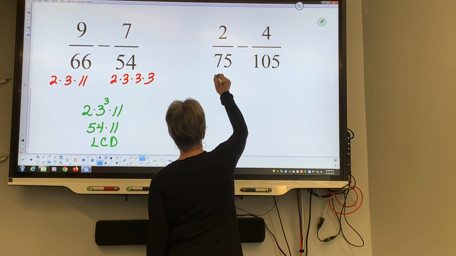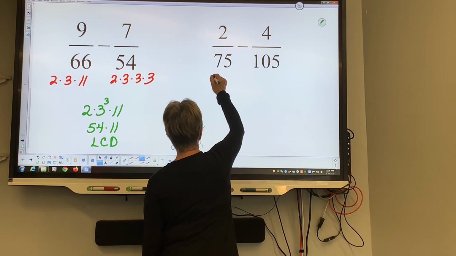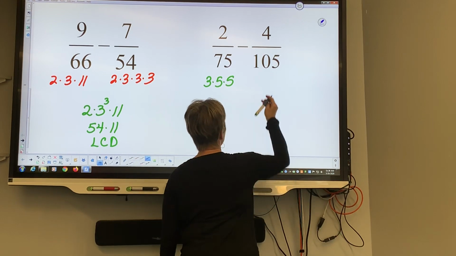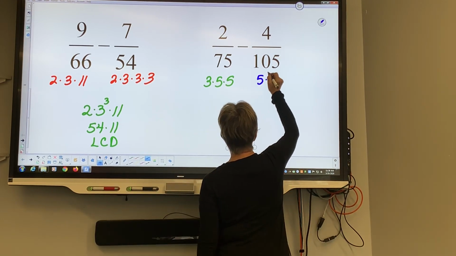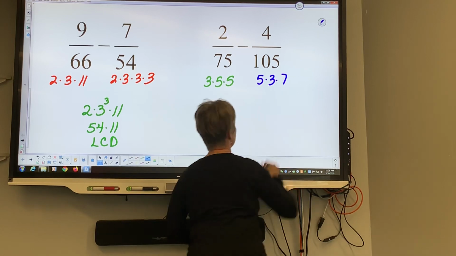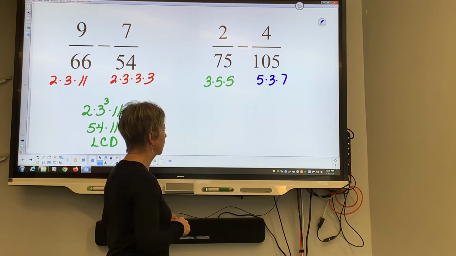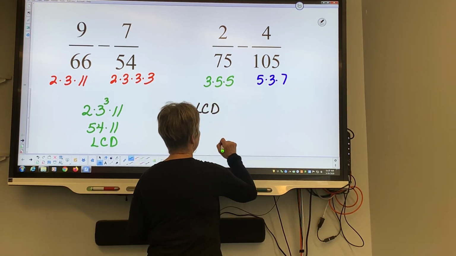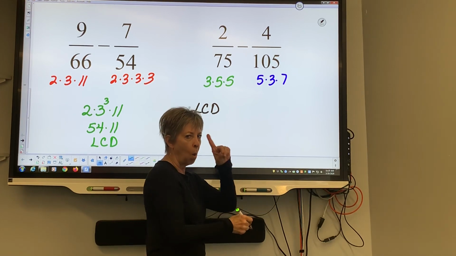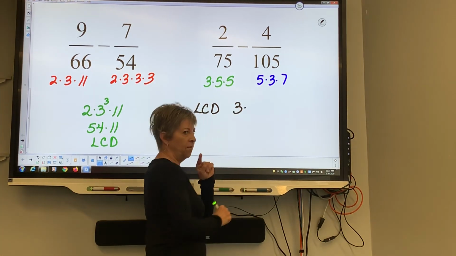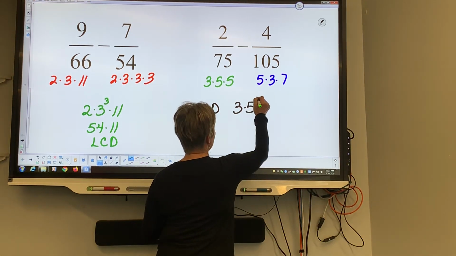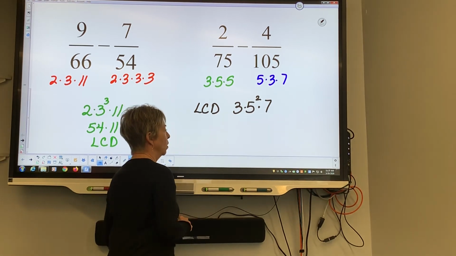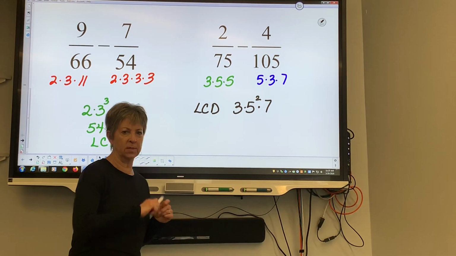Okay, let's do this one. This is 3 times 25, so this is going to be 3 times 5 times 5. This is going to be 5 times 21, so that's 5 times 3 times 7. Okay, so what's my LCD going to be? I'm going to need how many 3s? 1. How many 5s? 2. And how many 7s? 1. Okay, so whatever that is, that's my LCD.